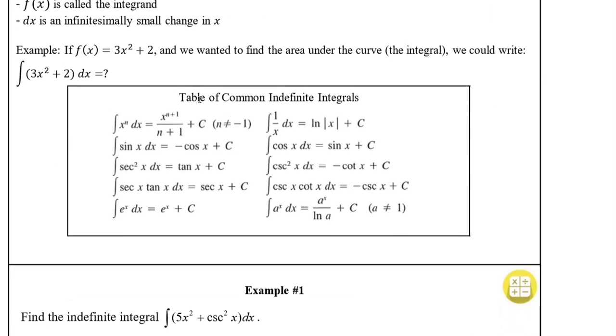So we're given a table of common indefinite integrals. This should look pretty familiar. These really are our antiderivatives, right? So you can see that in general, for x to the power of n, we add 1 to the exponent and then multiply by 1 over that, plus c. So yeah, same thing. It's actually the same table that you've probably seen before, just in a different notation.